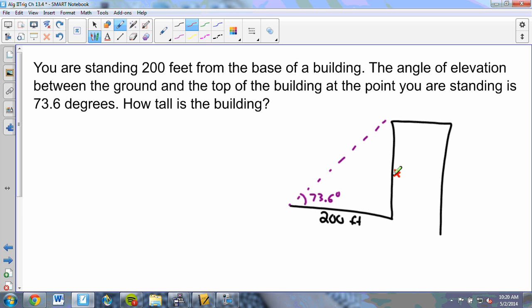Tangent of 73.6 equals x over 200. Opposite over adjacent. Because we have a right triangle, we can use basic trig. But how do you know it's a right triangle? Well, all I care about is the up and down part. And the up and down is vertical, and so vertical makes it a right angle. Even if the building itself isn't a right angle, I care about the height from the vertical spot. 200 tan 73.6 equals x.